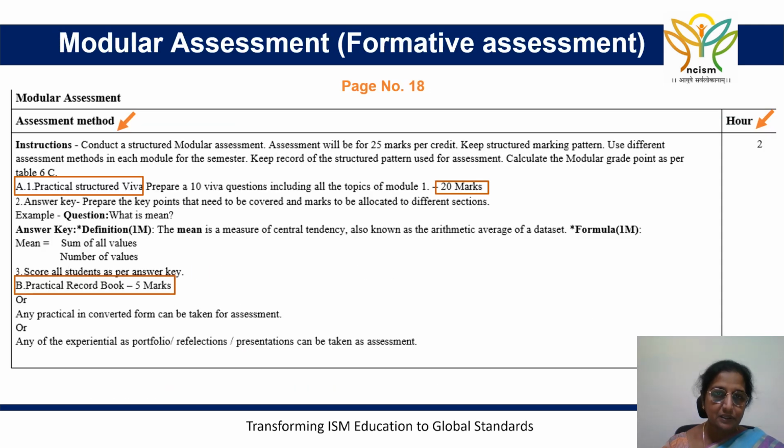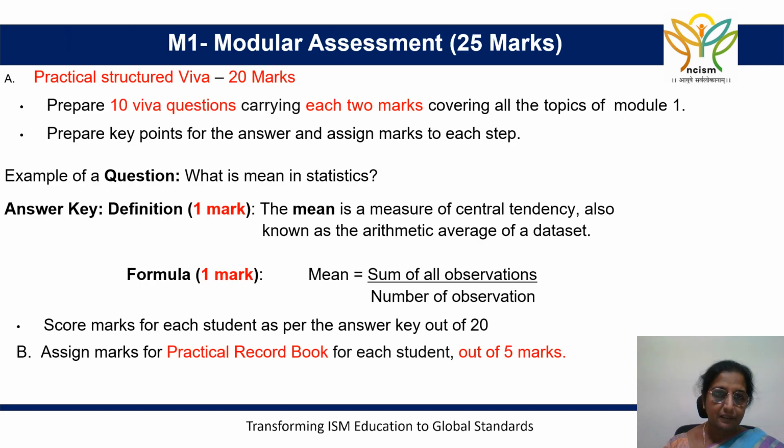Coming to modular assessment, that is formative assessment, this is a view from page number 18. Here the modular assessment for module 1 is shown. Here you can see the assessment methods. There are two assessment methods: A, practical structured viva for 20 marks, and B, practical record book for 5 marks, and it consists of 2 hours. Now we shall see in detail.